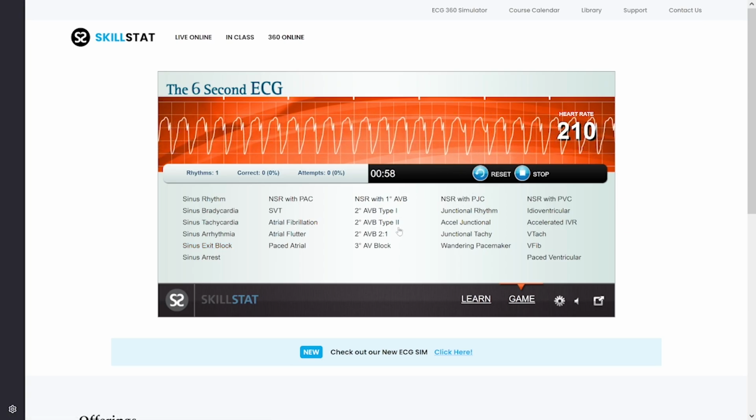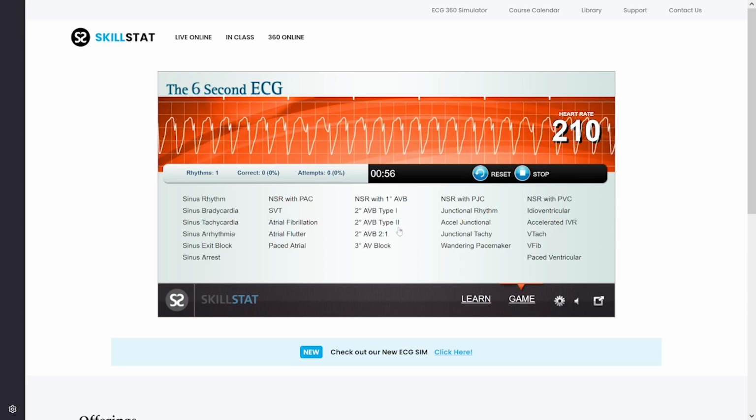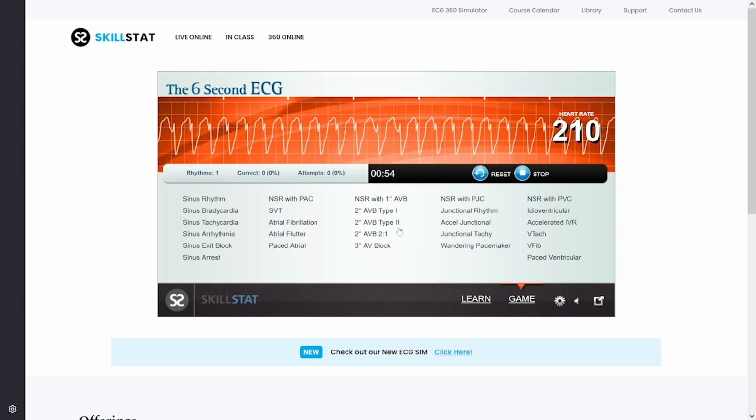What about this one, though? I do need to know this rhythm. So I'll give you a little bit of time to think about it. It's not good.